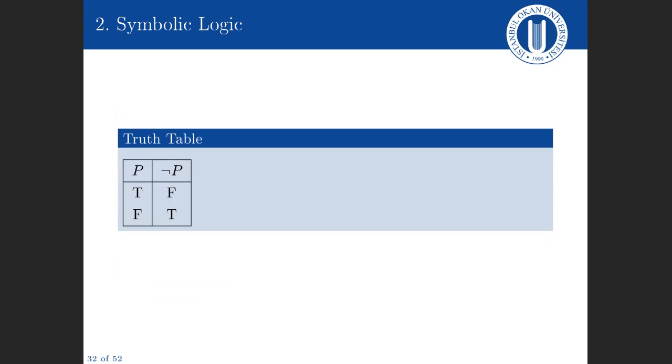The truth table for this is quite simple. If P is true, then not P, the opposite of P, must be false. If P is false, then its opposite must be true.